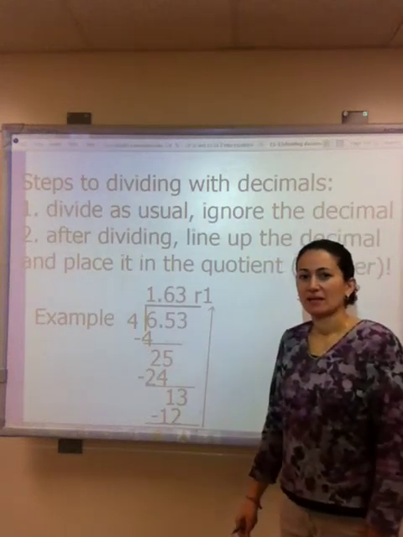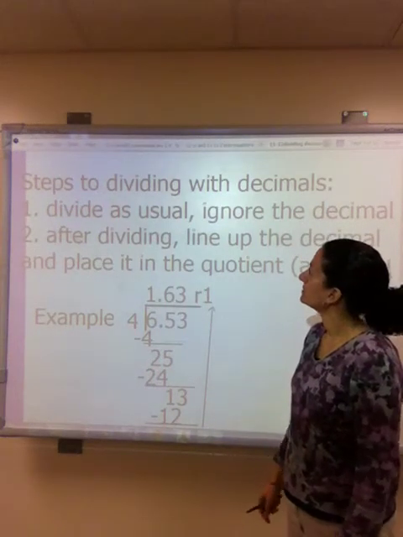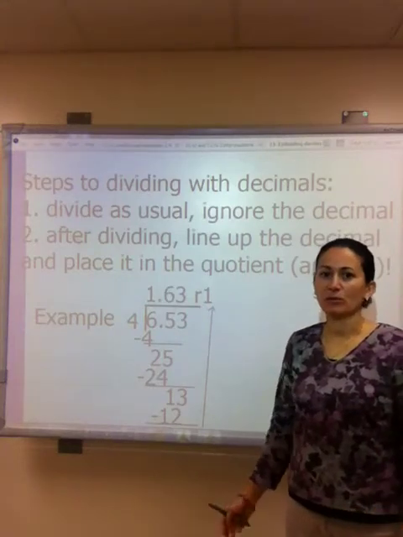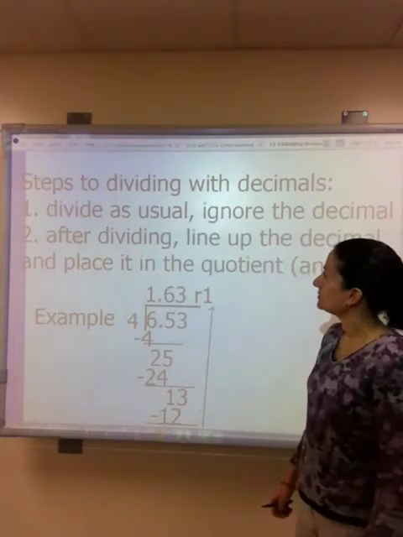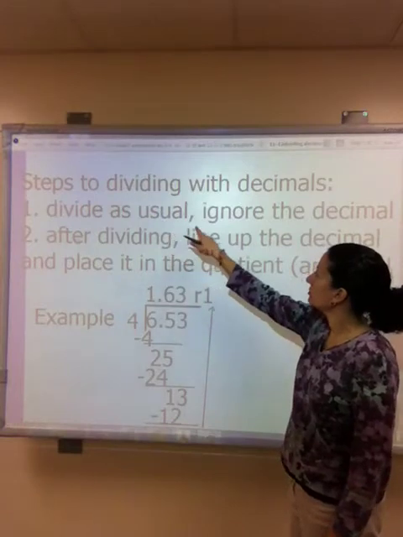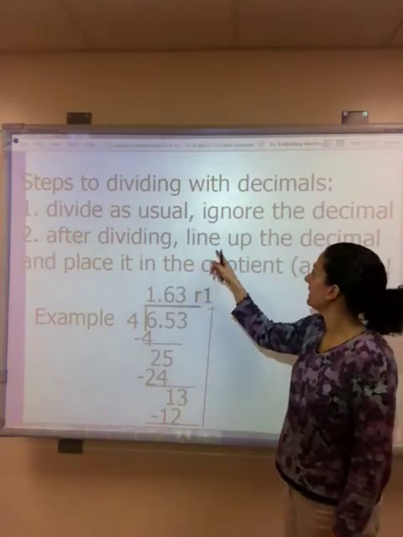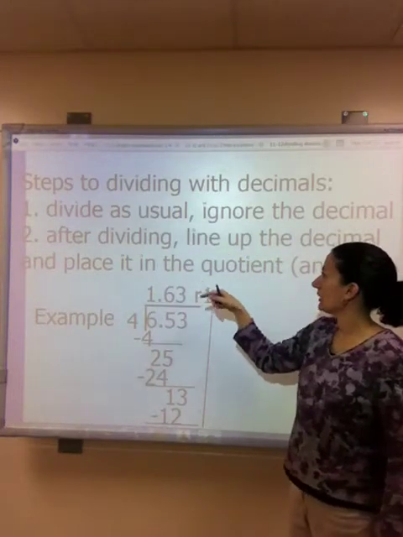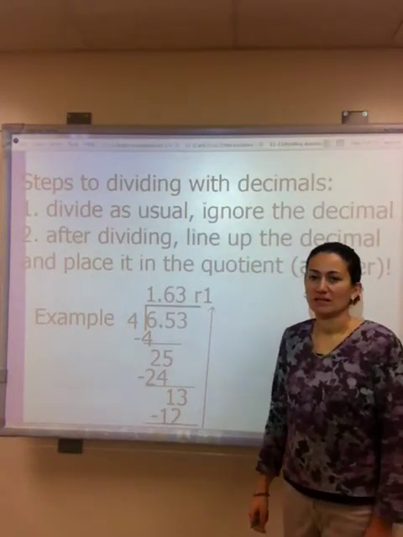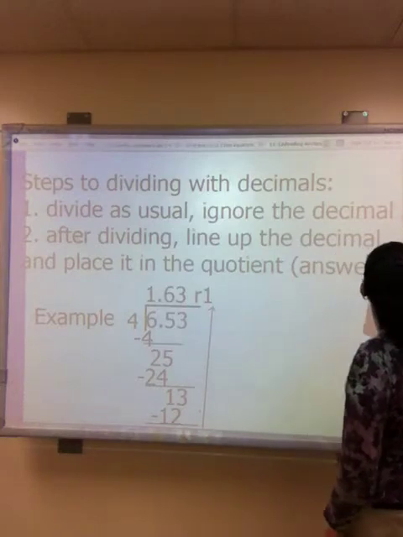Hi class. So today we're going to talk about how to divide a decimal by a whole number. The steps are simple. You divide as usual and ignore the decimal. After dividing, you simply line up the decimal and place it in the quotient. So let's look at how this works.